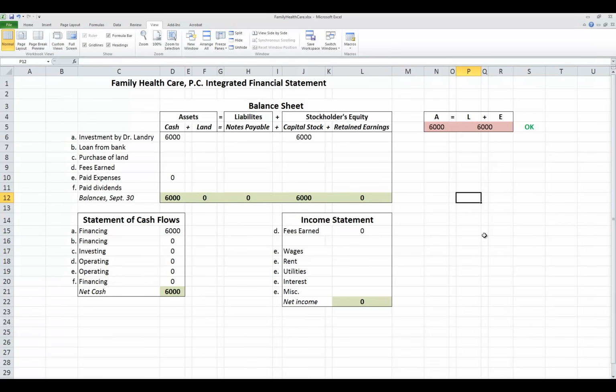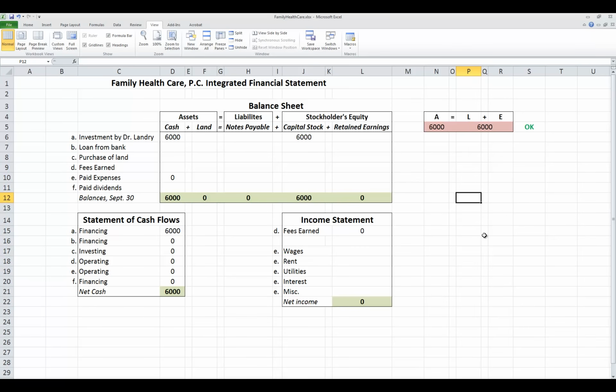Now let's pause here and take a look at the way our formulas have worked. We have $6,000 in cash assets, and we have $6,000 in capital stock. So our fundamental accounting equation is balanced. And we can check that over on the right because our little set of formulas over there is saying, okay, 6,000 equals 6,000. Now, if we go down to the statement of cash flows, we will see that we now have an entry under A for financing. Because remember that cash coming into the business, we're using that to finance the setup of our medical practice. So we have a cash inflow of $6,000.